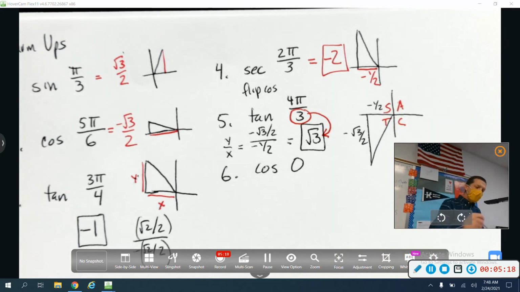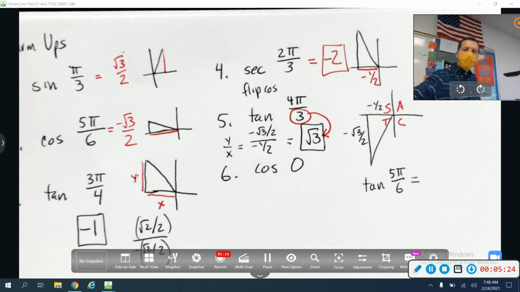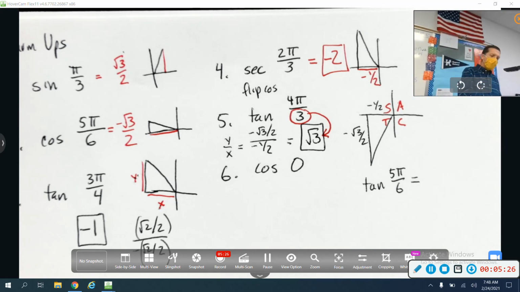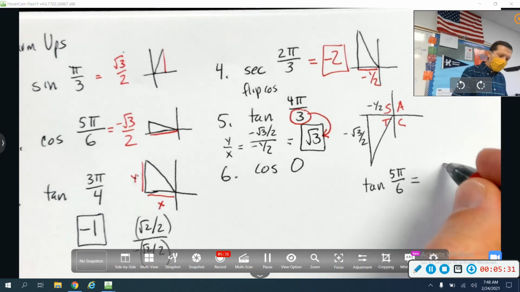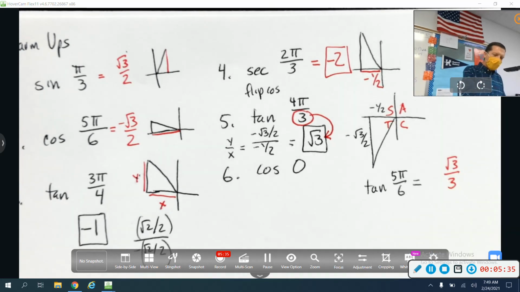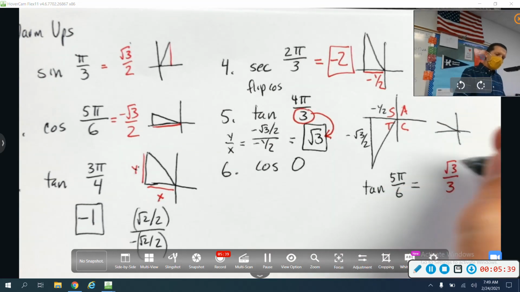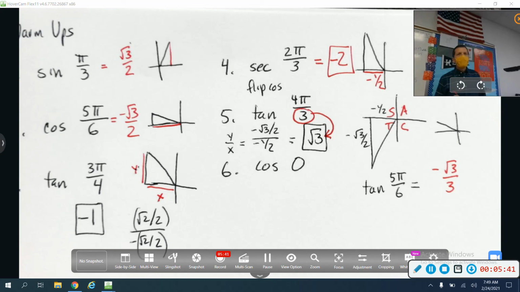The other part of that tangent trick is that over 6, well, how many 3's does it take to make a 6? 2 of them. So my answer is going to be root 3 over 3. But let's see, 5 pi over 6, that's in the second quadrant, so tangent would be negative. So the tangent 3 trick is nice, saves you a little bit of time if you remember it. If you don't, then you do the y over x thing and you get there eventually.